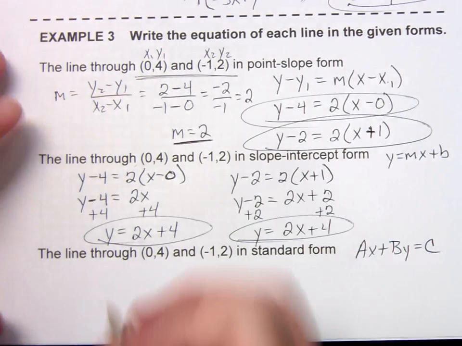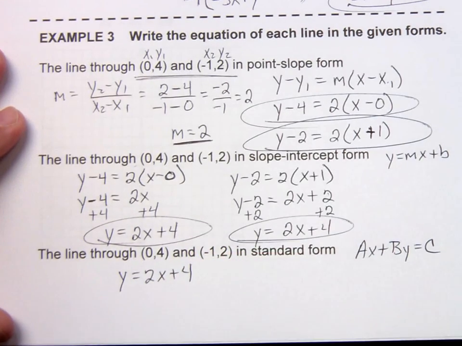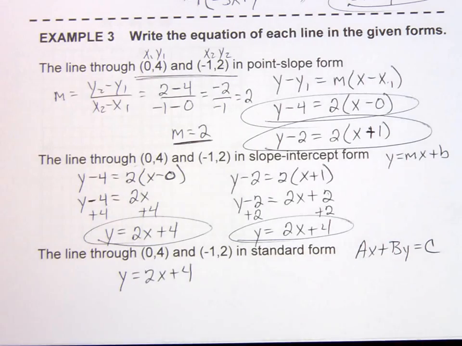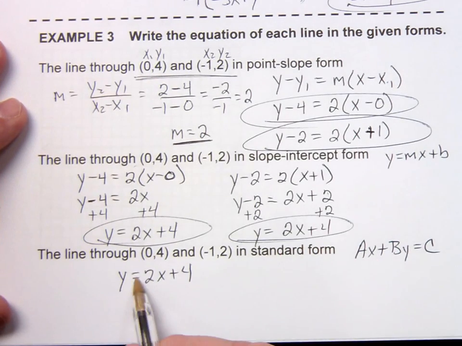So the only thing that's on the wrong side of the equation when it's in slope-intercept form, when I'm trying to go to standard form, is the x. The x needs to be on the left side of the equation. Right now it's on the right side of the equation.